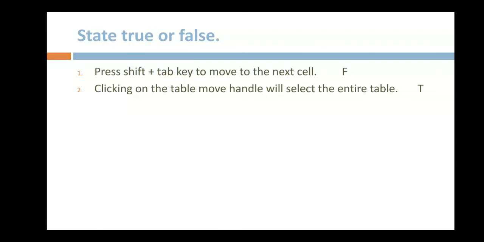Now we will see true false. Press shift plus tab key to move to the next cell. False. We use tab key to move to the next cell. Shift plus tab is used to move to the previous cell. Clicking on the table move handle will select the entire table. True.